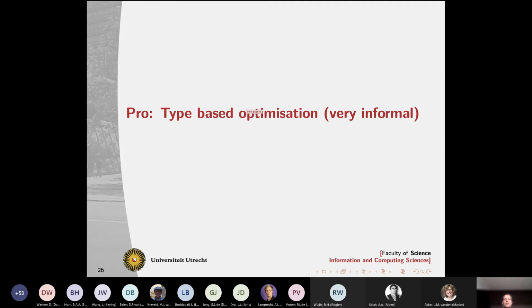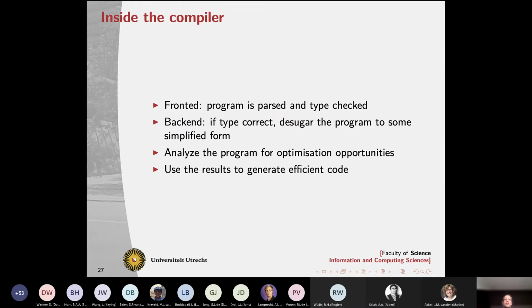I'll keep it very informal. If you think this is interesting, a large part of the course I teach at my master level, Info MAPA, actually discusses this in some detail. So what's the idea? Well, let's look at the compiler first.